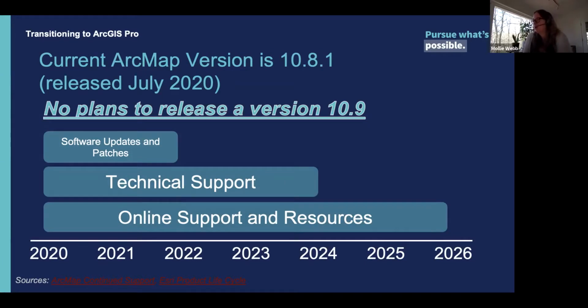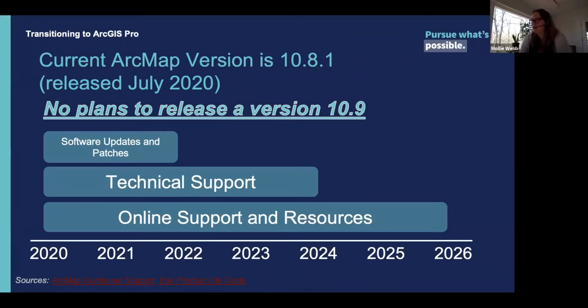A few weeks ago, around mid to late October, Esri announced that they have no plans to release a version 10.9. So that pretty much means that ArcMap 10.8.1 is going to be one of the last versions, if not the last version. They may release a minor version like a 10.8.2, but that's kind of unknown at this point. So the time frame we've got going here for ArcMap is up until 2022, they'll still be providing software updates and patches for ArcMap version 10.8.1.